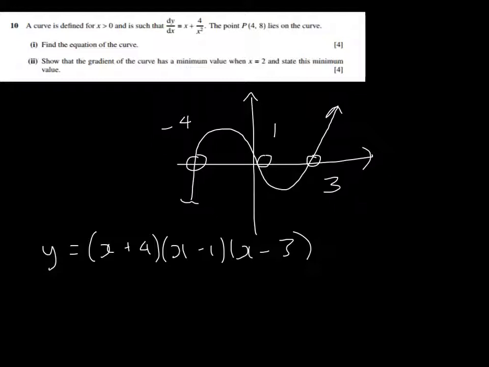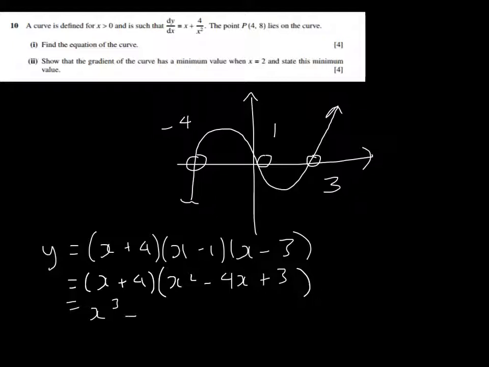if I expand this out, one way I can do that is to leave the x plus 4 out the front, expand out this part here, so x squared minus 3x minus x, which is minus 4x plus 3, and then go through and multiply out. So I'll get x to the power of 3, I'll get minus 4x squared, but then I'll get plus 4x squared, so it becomes 0x squared. I'll get 3x minus 16x, so minus 13x, and I'll get plus 12. Okay, so that would be a cubic.